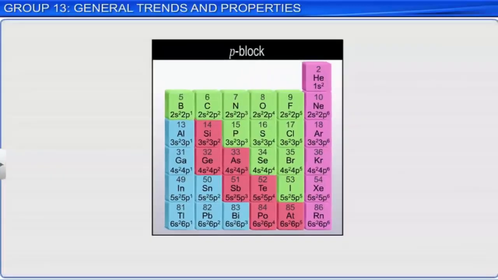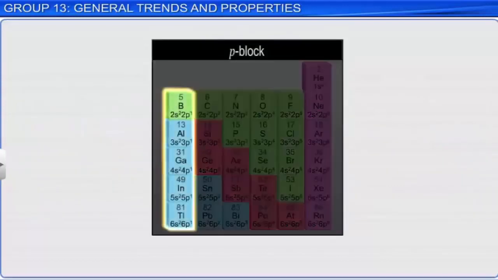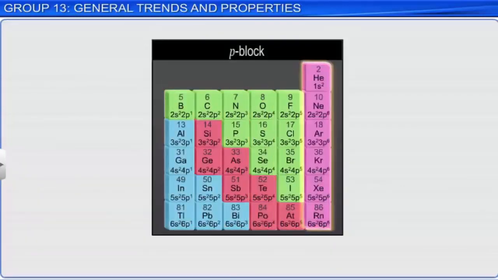As you recall, there are 3 p orbitals in a p sublevel, and each orbital can hold a maximum of 2 electrons. This is why there are 6 columns in the p block.